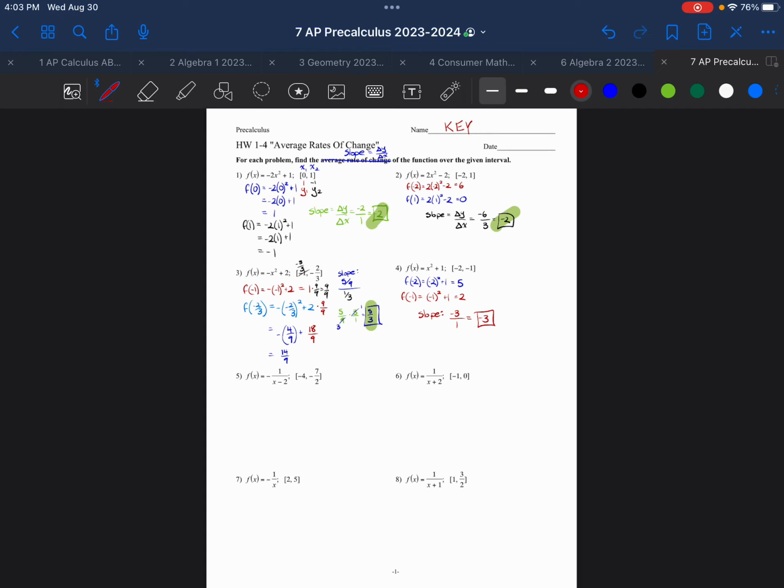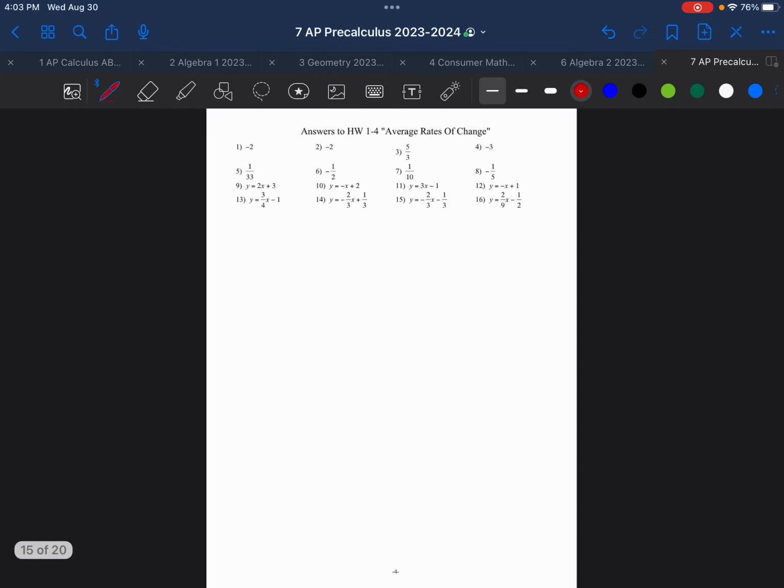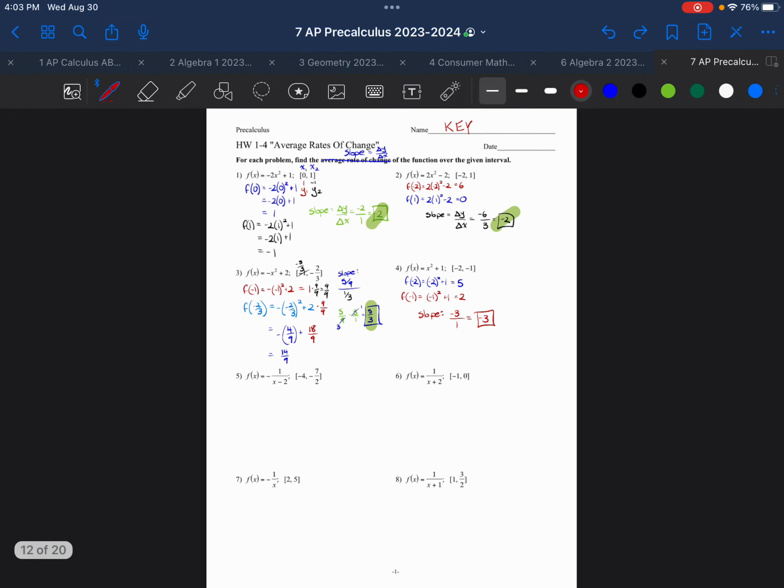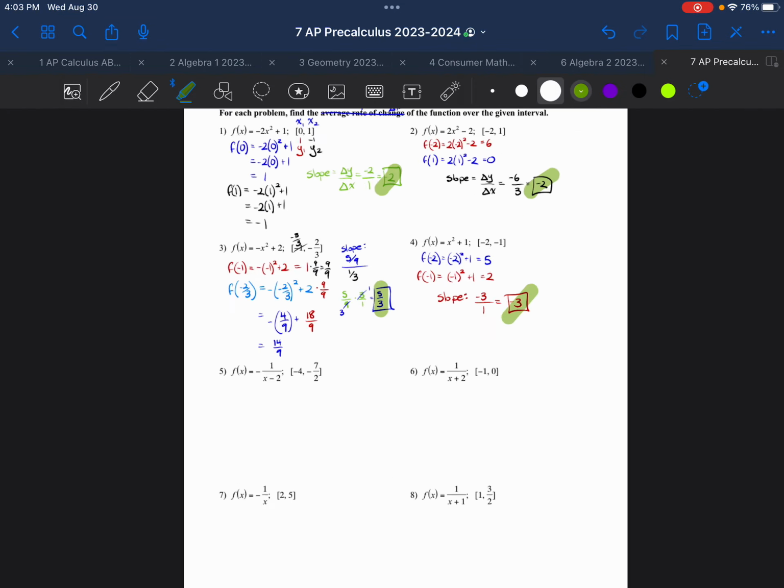Let's go ahead and check our work. -3 for number 4. We got it right. Coming back over here, we're going to highlight this one in green. All right, then we do number 5.